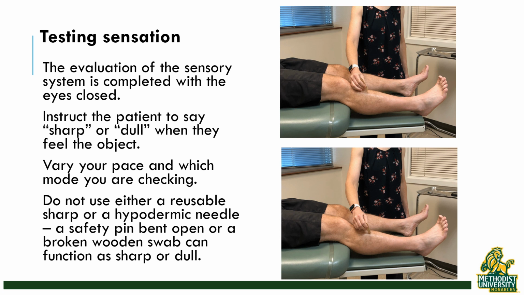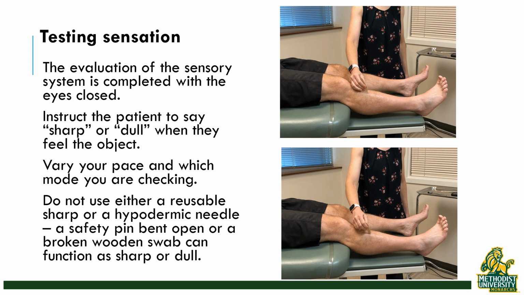Here, I'm sitting at my sewing area, so I have a pin. I have a dull end and a sharp end. So you might say, close your eyes, this is dull, this is sharp. Can you tell the difference? And then say, now every time I touch you, say sharp or dull. And then varying your pace and your dull or sharp, you check dull, sharp, sharp, dull, dull, and you go through your dermatomes.